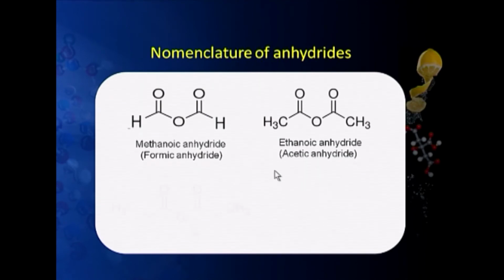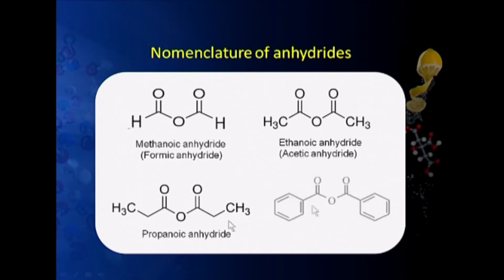acetic anhydride. This is a propanoic acid, CH3CH2COOH. So, this will be simply named as propanoic anhydride or propionic anhydride. Suppose we have the anhydride from benzoic acid, we will call it benzoic anhydride. So, as long as the two acids which have formed the anhydride are identical, we name the acid once and then the word anhydride after that.